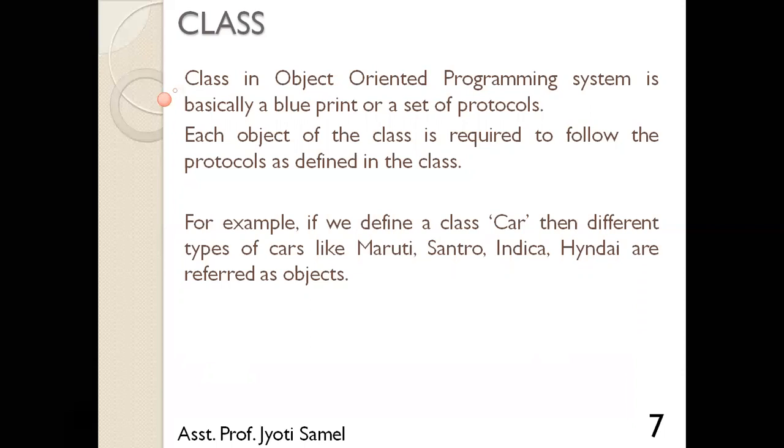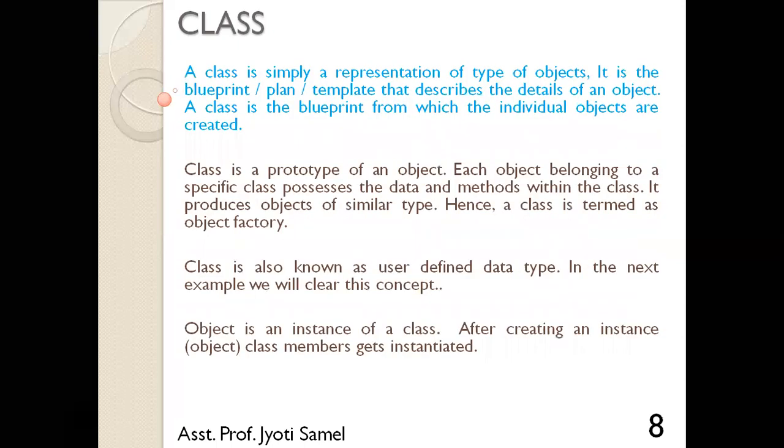A class in an object-oriented programming system is basically a blueprint or a set of protocol. All of you know that protocol means it has certain rules. Each object of a class is required to follow the protocols as defined in the class. For example, if we define a class car, then different types of car like Maruti, Santro, Hyundai, etc., are referred to as objects. A class is simply a representation of a type of object.